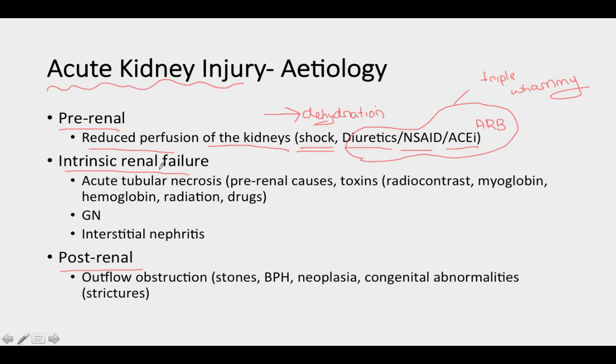Acute kidney injury can also be due to failure from the kidney itself, right? And when you're talking about the kidney itself failing, the failure can happen in the glomerulus, which is reflected by glomerular nephritis, or it could be in the tubules. And there's a disease or pathology known as acute tubular necrosis, and that can be because of severe pre-renal causes.